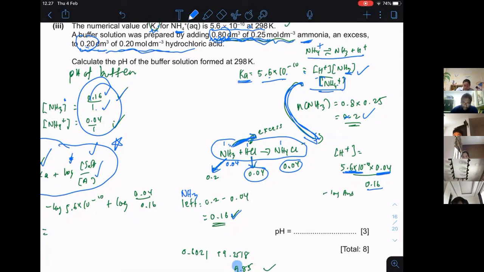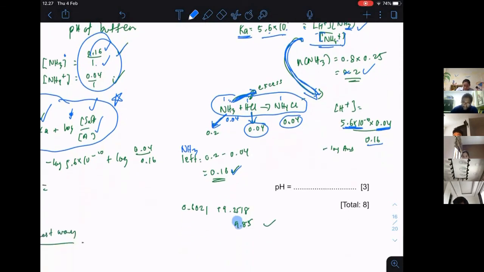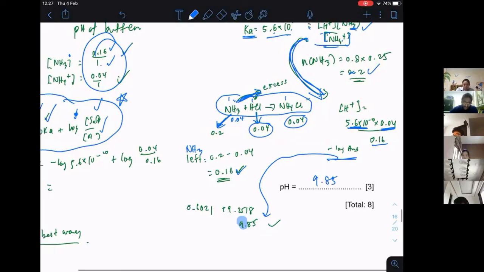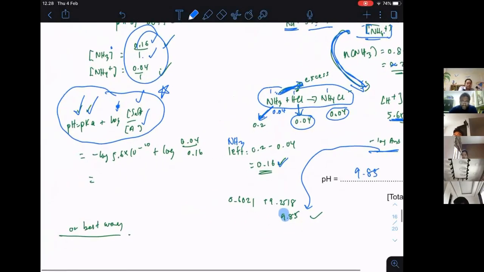Once you have the concentration of H+, you can calculate your pH by using the negative log of your answer, and the value you are going to get is 9.85. So 9.85 is going to be your pH. Now if I really want to actually use this formula, then what should I take note of?